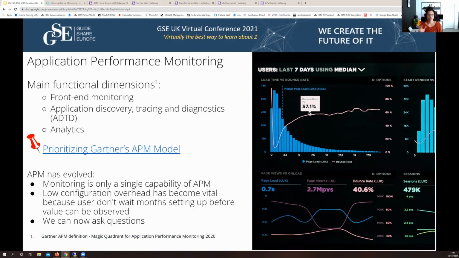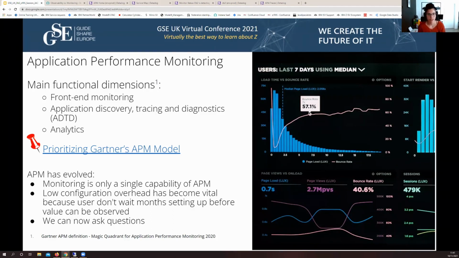Front-end monitoring, I've already mentioned, it is digital experience monitoring these days. That's the new terminology, and includes things like real-time user monitoring, which is in essence a synthetic probe that is applied to be able to give us visibility into how end users are experiencing the systems.